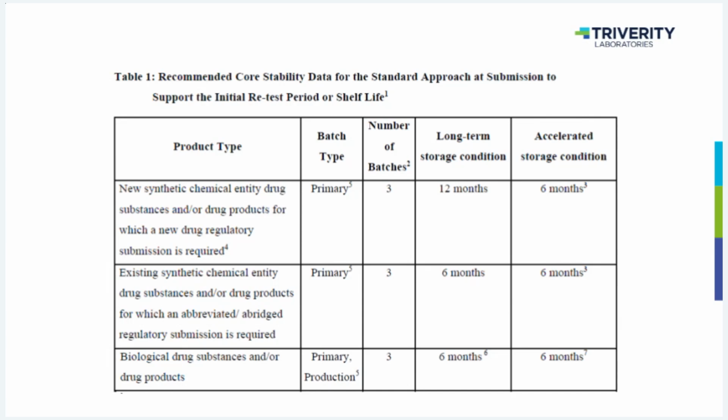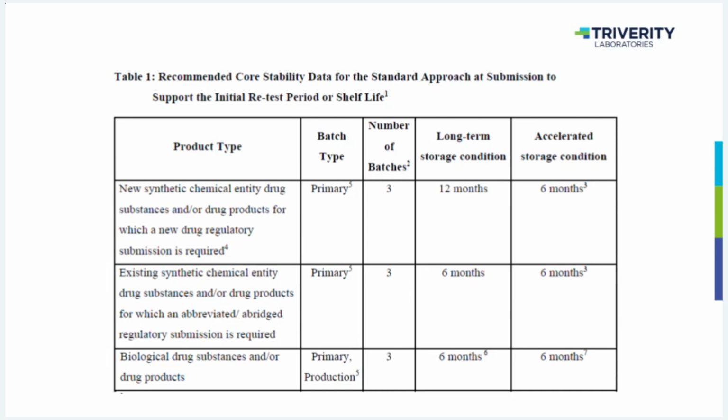Each of these needs to have 3 batches. For the biological drug, you can have smaller batch sizes, but one of those has to be a production size, whereas you have the option to submit it later for the synthetic chemical entity. For the biological, one of those 3 has to be production size. And then the amount of data that you need to have at submission is listed there.